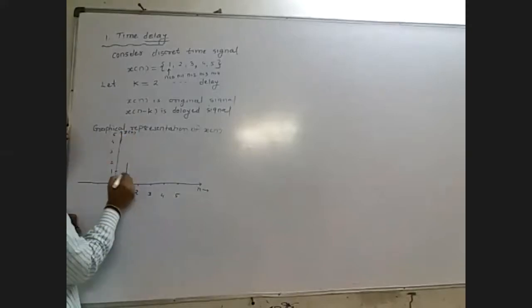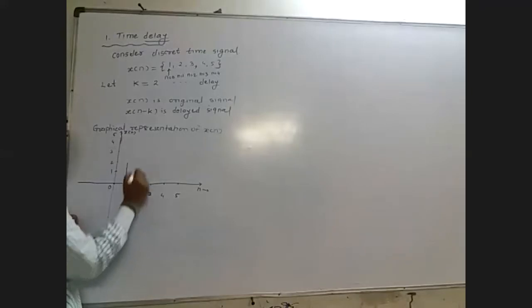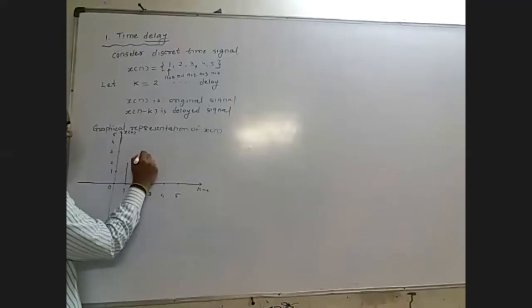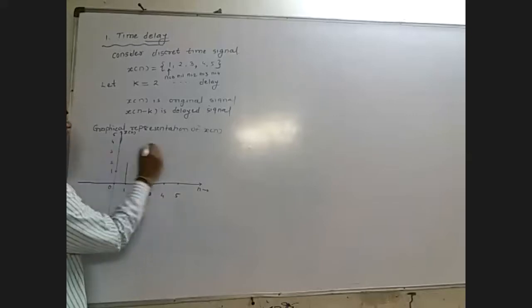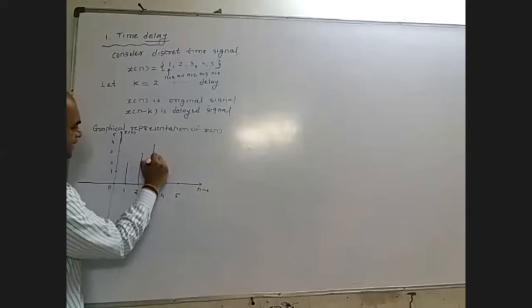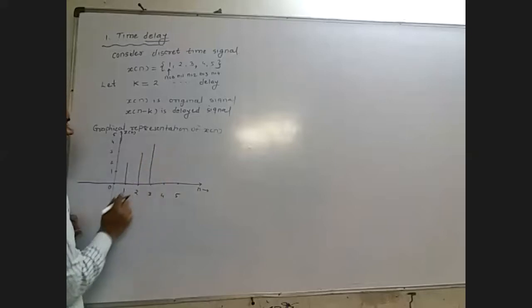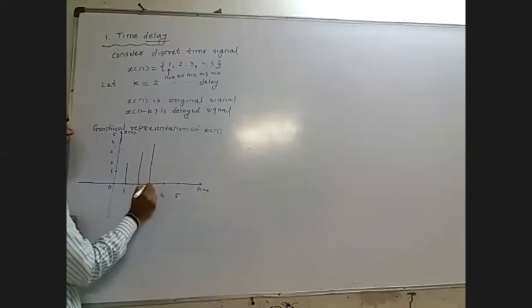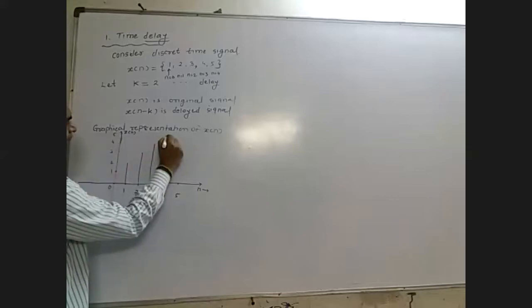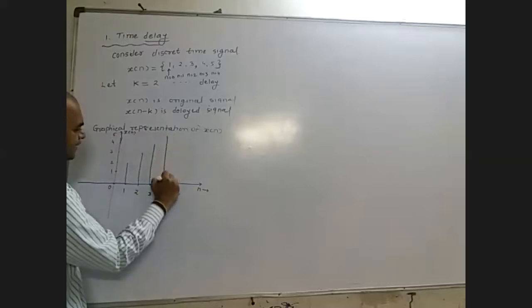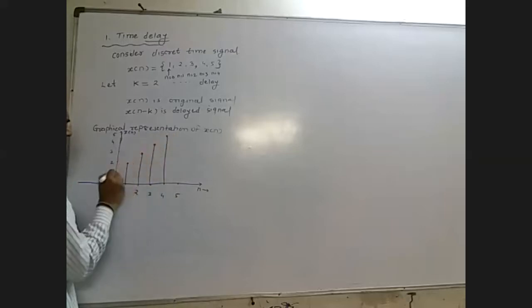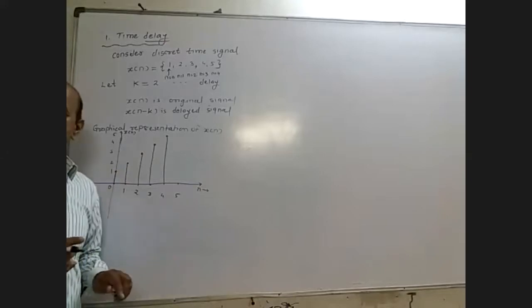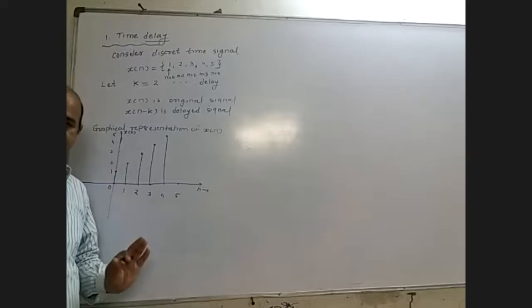So at n equal to 2, its value is 3, so I put this 3 point. Then at 3 it is 4, so I use this point and draw the line. Similarly at 5, I draw the line at n equal to 4. In this way I have drawn these points, and here you got the graphical representation of x of n. Getting this point?